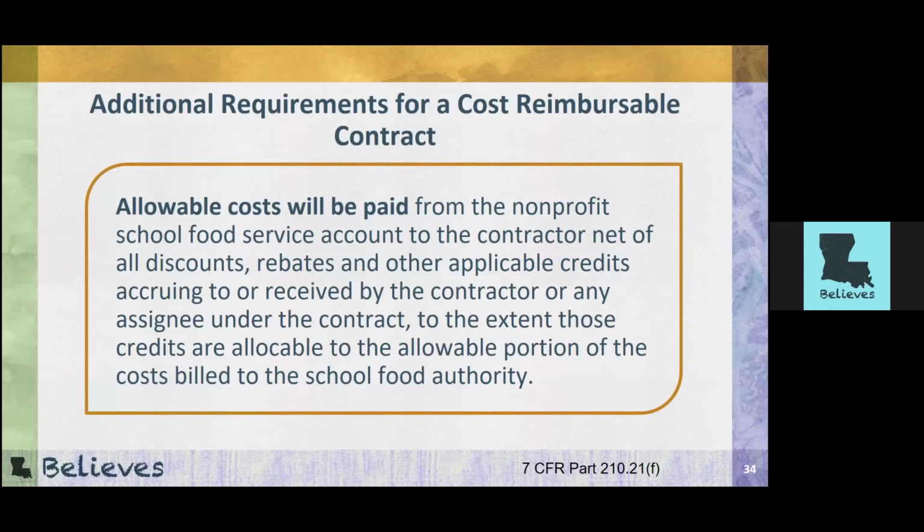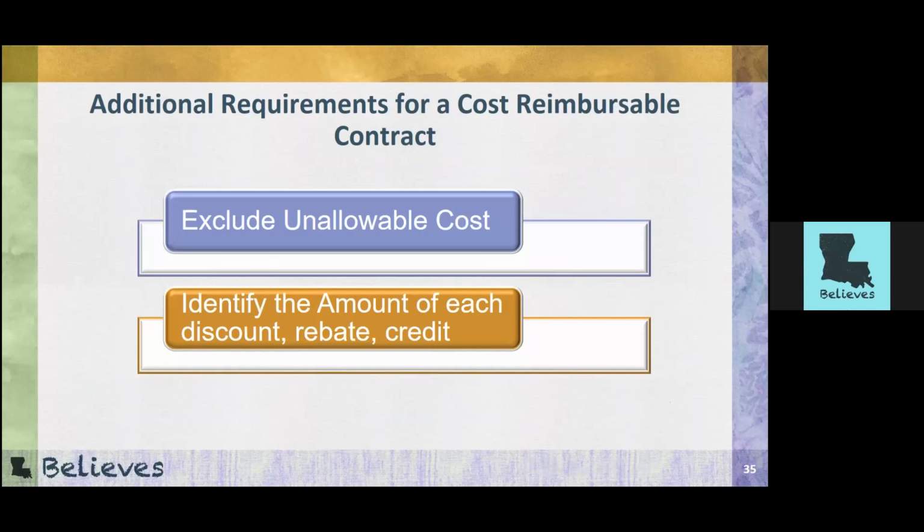When you're using a cost reimbursable contract, you have to include a provision that states that allowable costs will be paid to the vendor minus any discounts, rebates, and/or credits. You also have to make sure that in a cost reimbursable contract, the contractor excludes all unallowable costs from its billing documents. And they also have to certify that only allowable costs are submitted for payment. And records have been established that maintain the visibility of unallowable costs, including directly associated costs, in a manner suitable for contract cost determination and verification.